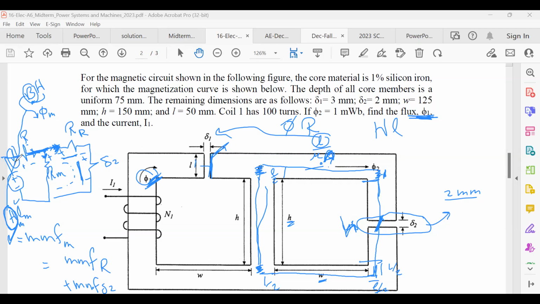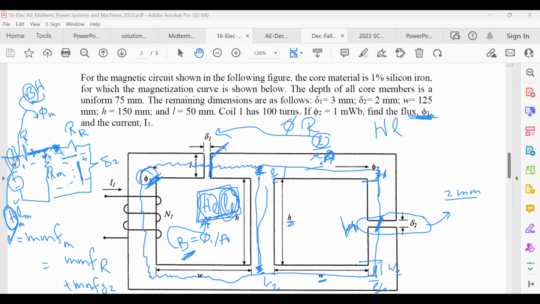Can I get the MMF for the iron part? Yes, it's H for the left leg times the L of the left leg. How can I get the H? You already have the flux phi1 divided by area, you will get the B. From the BH curve, you can get the H. Having the H and the L, how can I get the L? So it's the length for this one. Okay, you have the H, you have the L, you can get the MMF.